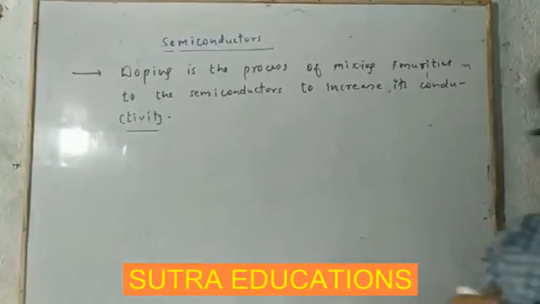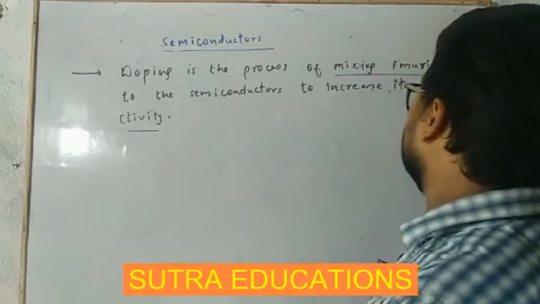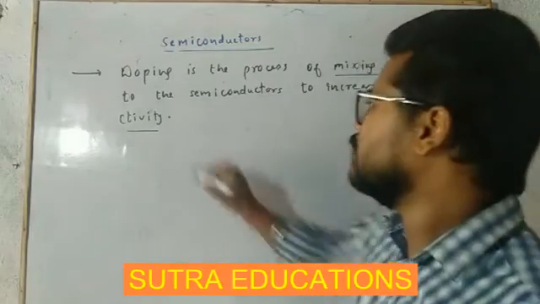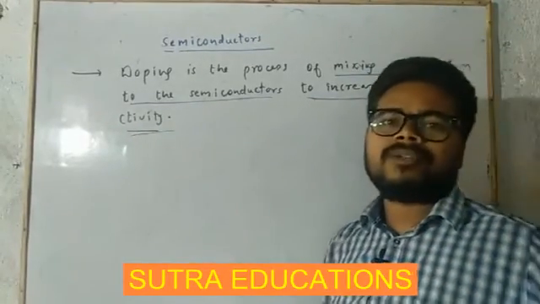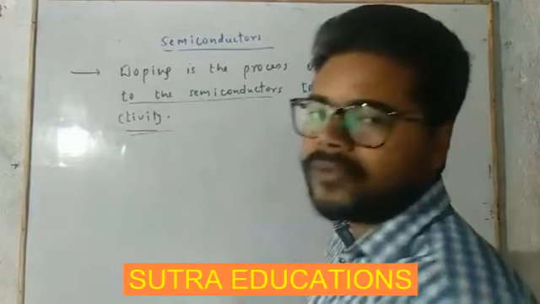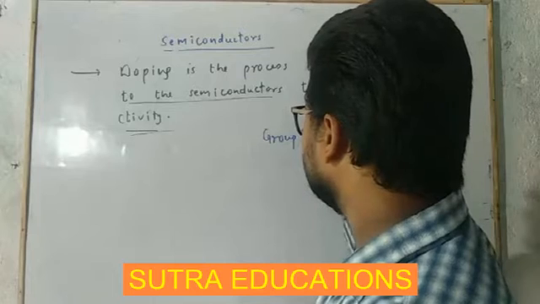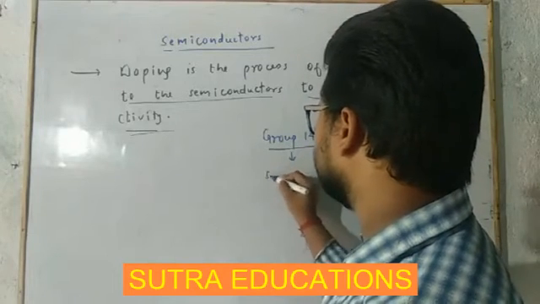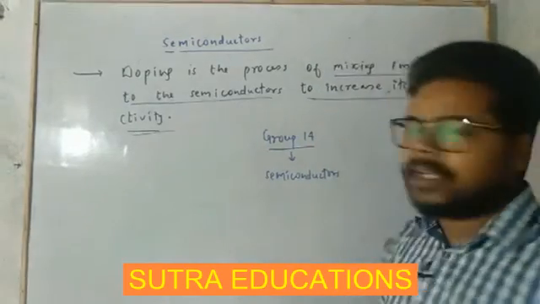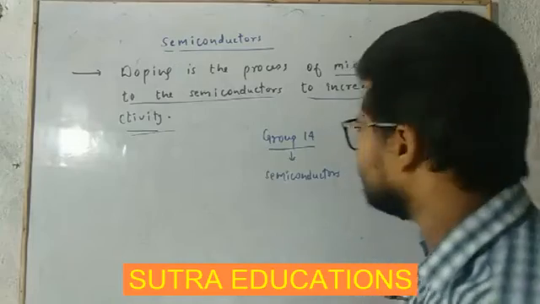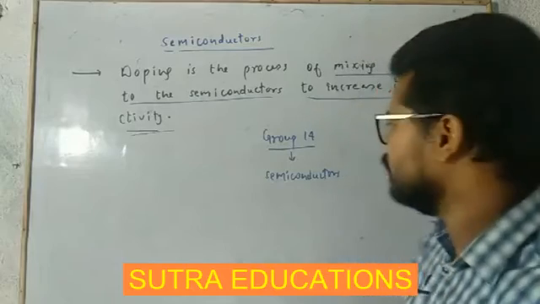What is doping? Doping is the process of mixing impurities to the semiconductors to increase its conductivity. I told you semiconductors are group 14 elements. Okay, so group 14 elements, these are semiconductors. And to increase their conductivity, some impurities are mixed. So the impurities mixed are of two types.